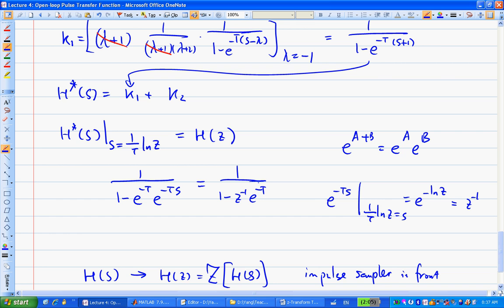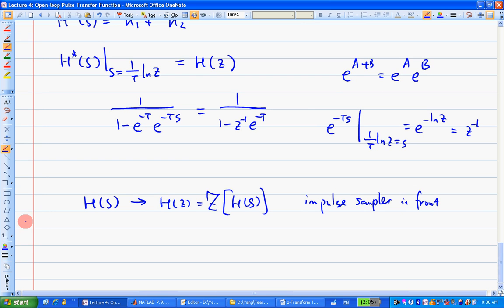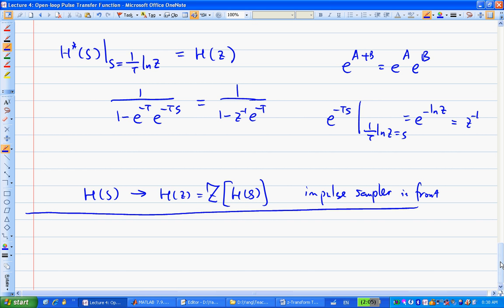When you choose to go with this approach, from H(s) to H star of s, and then from H star of s to H of z, okay. And if you choose the other approach, basically I know I have an impulse sampler there, and I'm just going to do this Z transform. Then you have to make use of a table. Is that clear? So those are the two approaches that you might use for discretizing a continuous system.